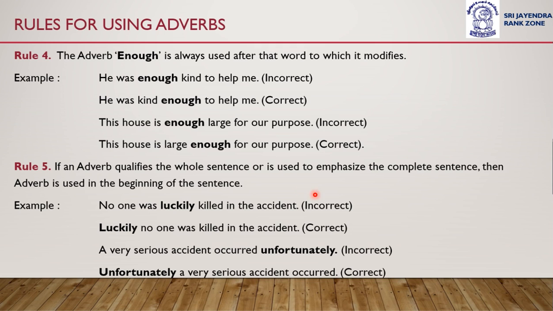For example, no one was luckily killed in the accident. This is an incorrect statement. The correct statement would be luckily no one was killed in the accident. A very serious accident occurred unfortunately. This is an incorrect statement. Why? Because unfortunately cannot be used to end the sentence. Unfortunately, a very serious accident occurred. This is a correct statement.